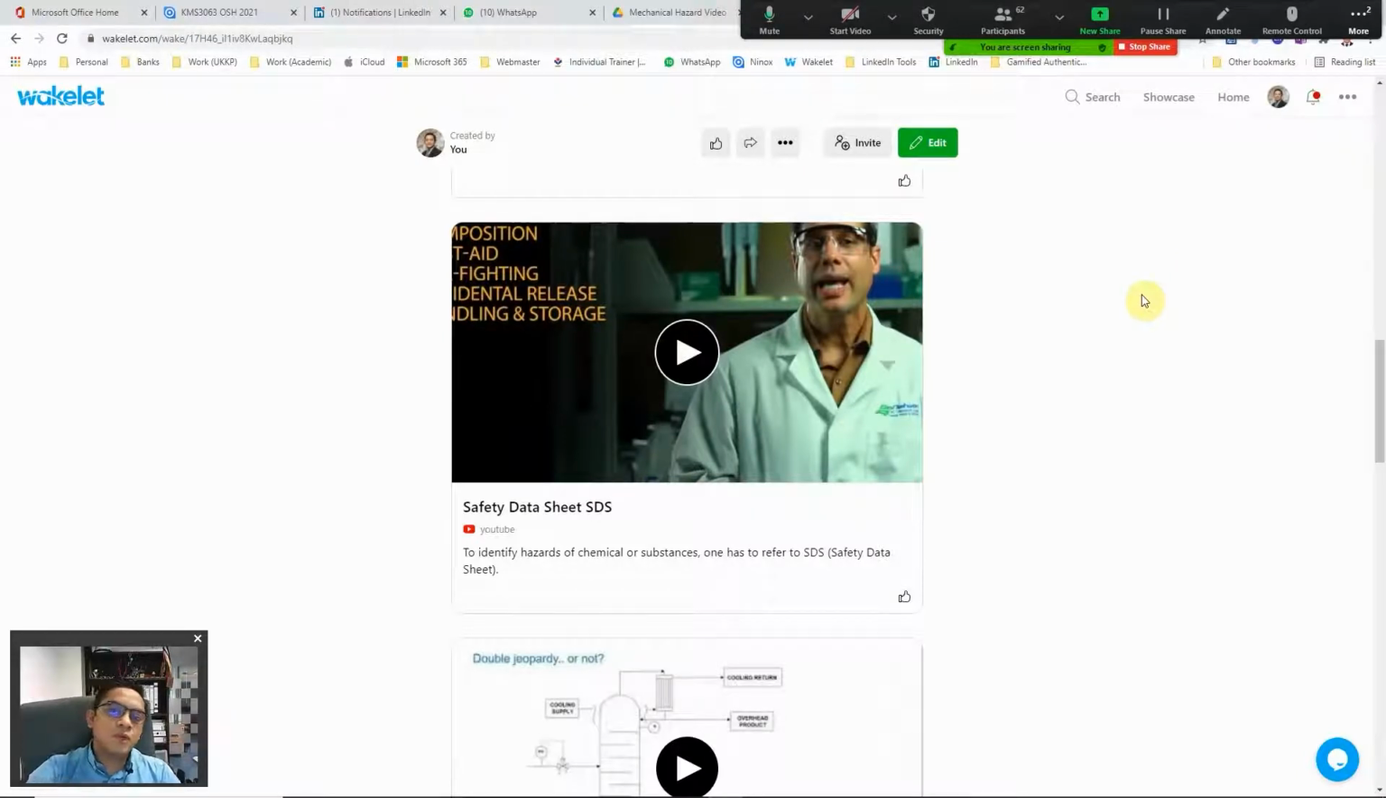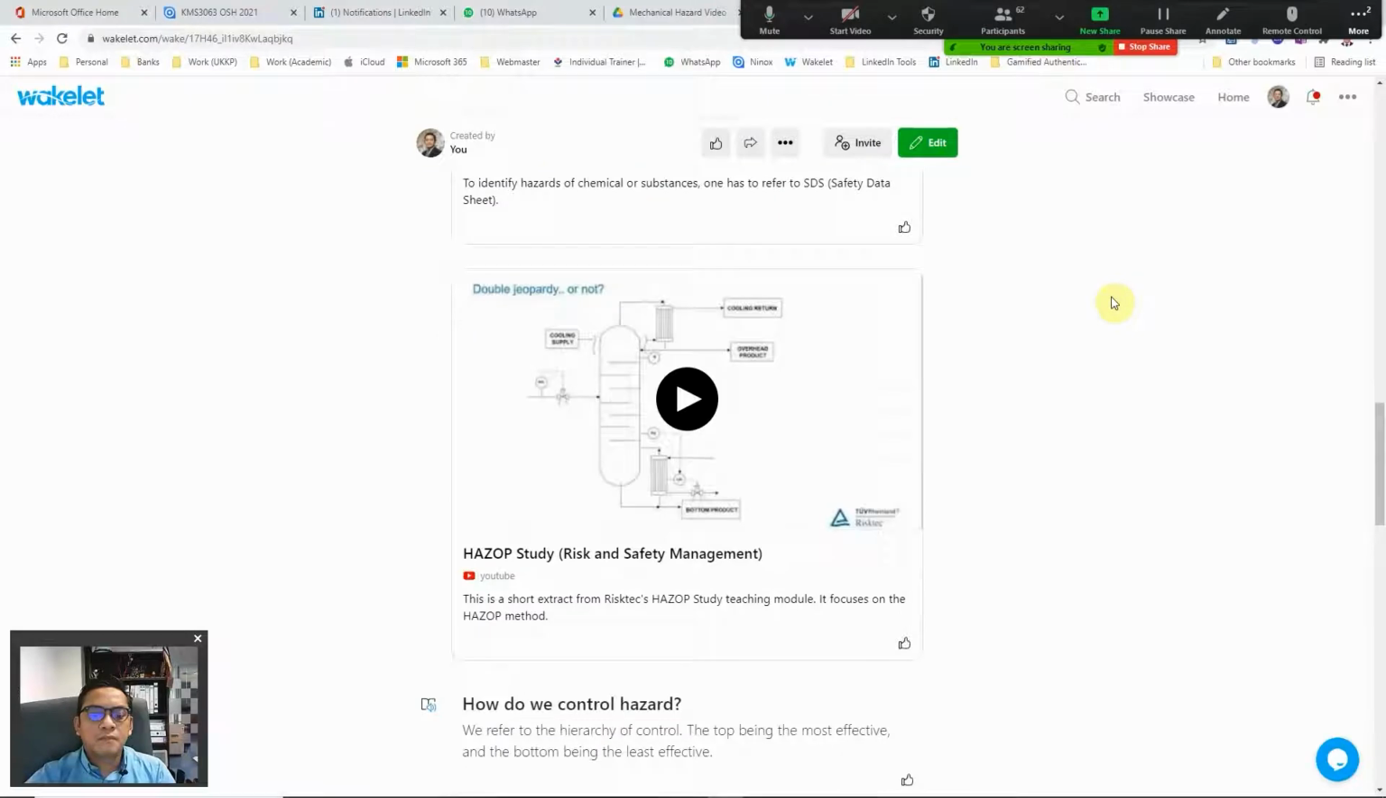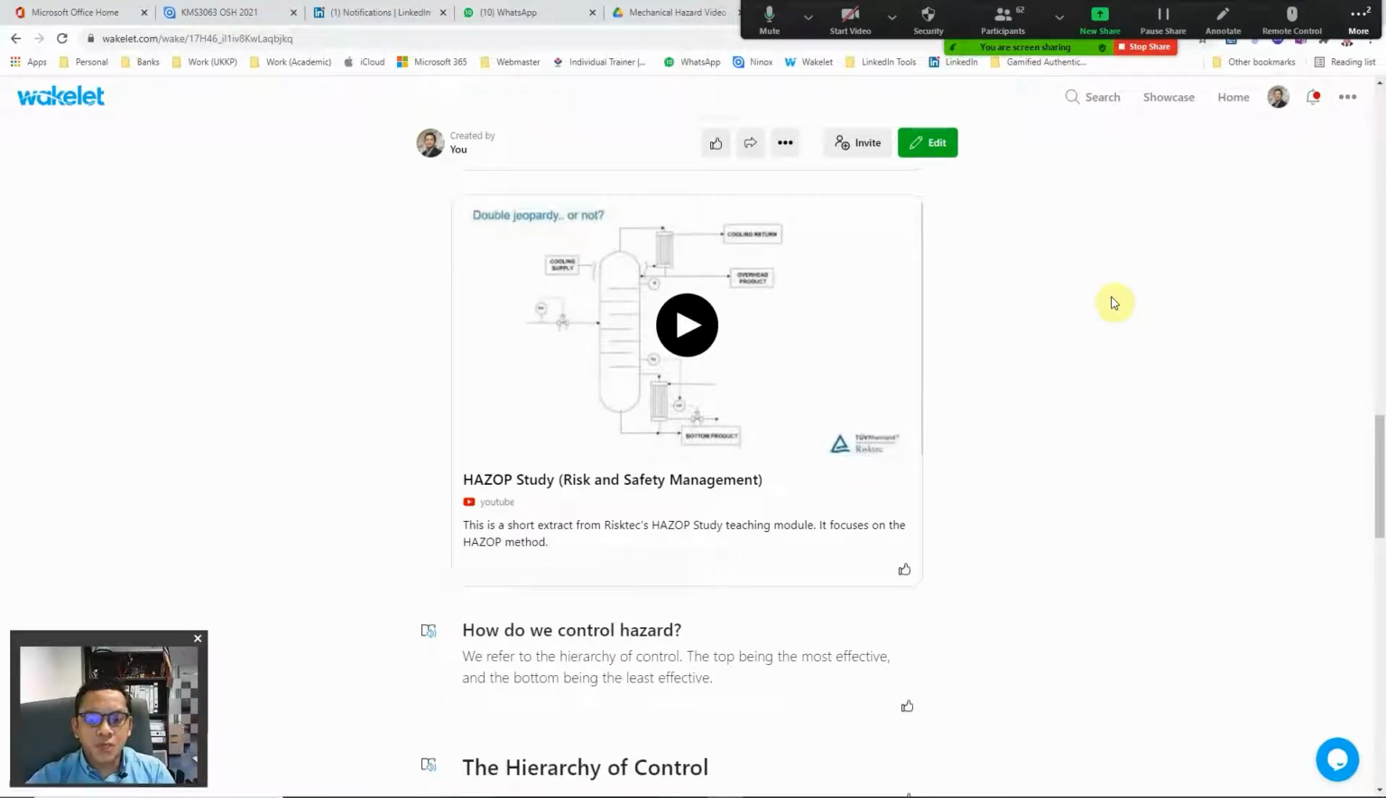So, in order for you to identify the hazards of substances and chemicals, you always go for the safety data sheet and also the label that is pasted on the container of the chemical, whether it's a bottle, a plastic wrapper, or a box, or whatever it is. By law, they must provide some kind of information that relates to the hazard of the chemical. Yes, within this Wakelet page also, I include an introduction to what is a hazard, so you can watch it later on.